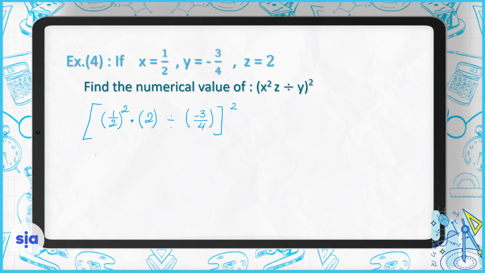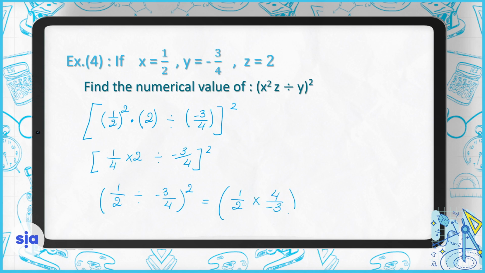So in this one, it's 1 over 4 multiplied by 2 divided by negative 3 over 4, all squared. So this one will be half divided by negative 3 over 4 to the power of 2. Keep change flip, so it's half times 4 over negative 3 all to the power of 2.